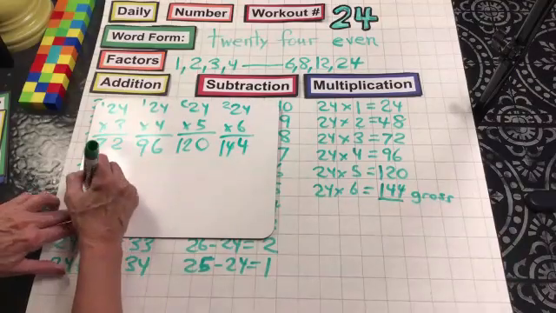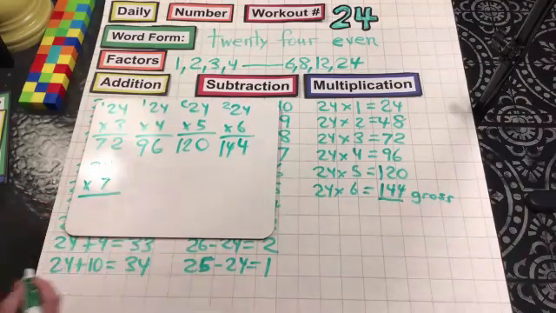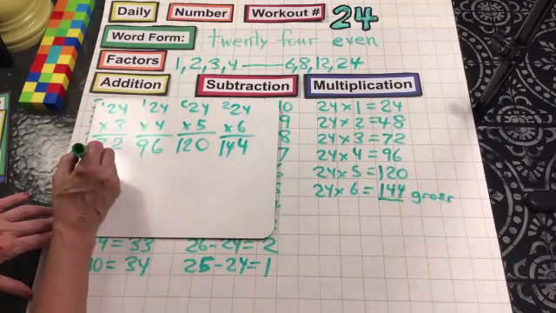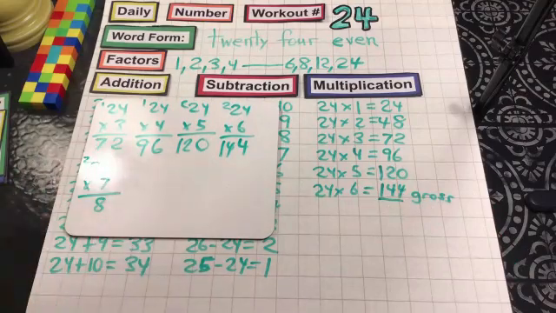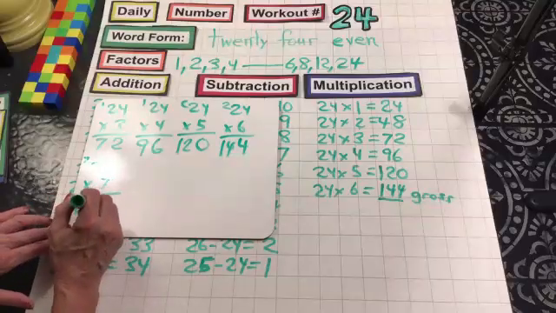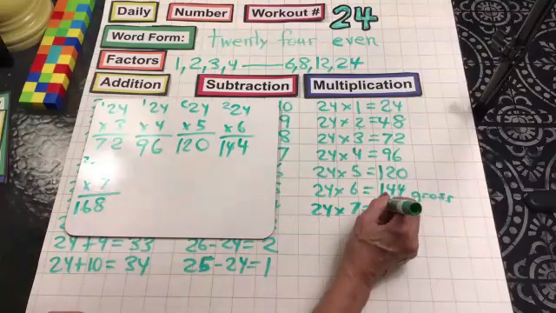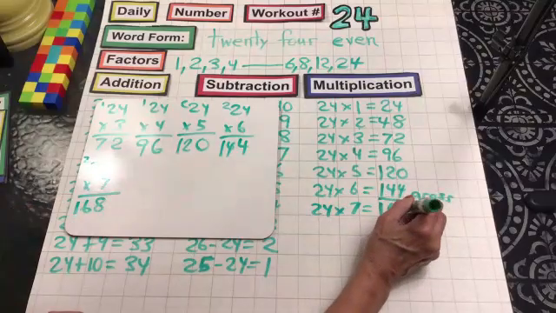Then we have 24 times 7. 7 times 4 is 28. Drop the 8, carry the 2. 7 times 2 is 14, plus 2 is 16. So 24 times 7 equals 168.